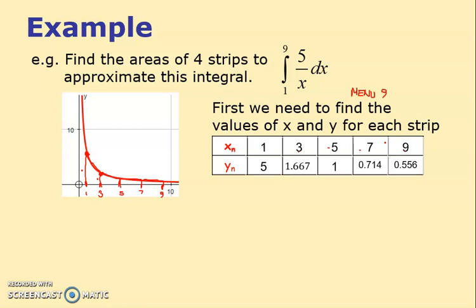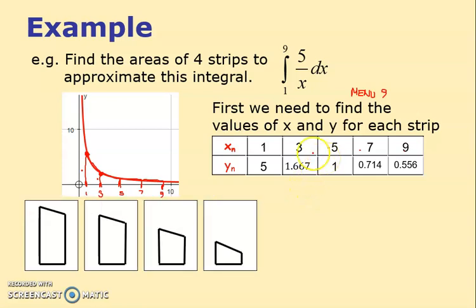So I've rounded my numbers to what is effectively 3 decimal places. The more accurately you do it, the better answer you get. So this then is really what my 4 trapeziums are. This has a height of 5, because at 1 it's 5, but then it's 1.667, a little bit further over. That's my first one.